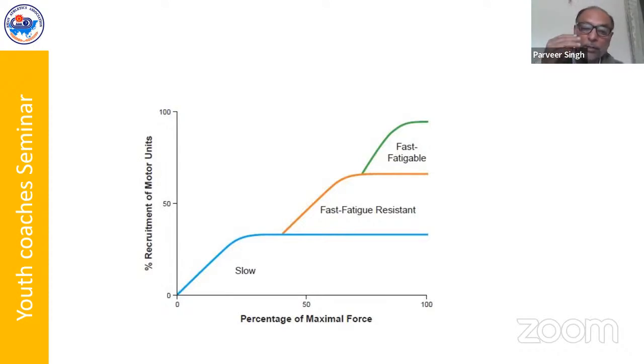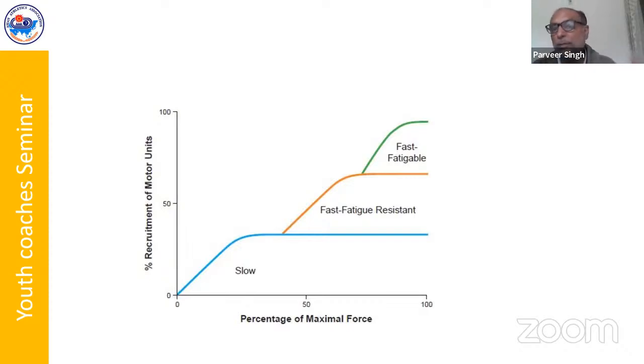But when we increase the load, when we go above 80% of our load, that triggers the recruitment of fast twitch fibers. That increases. And as we increase the intensity, as we move closer to 100% or at 100%, the body also recruits more and more fast twitch fibers. So that's why, if you want to develop maximum strength, the load should be at least 80%. You have to go beyond 80% of your maximum capacity, and only then will you be developing maximum strength.